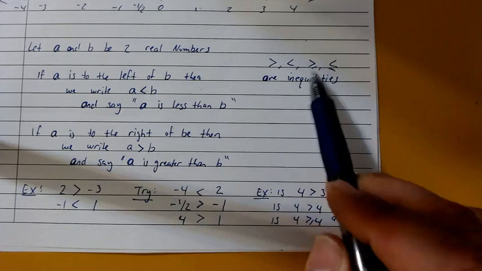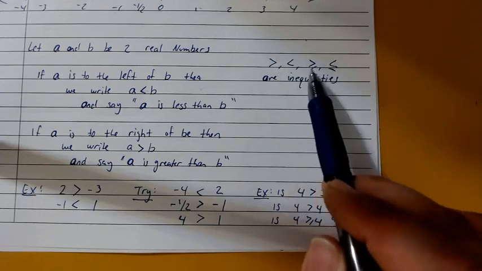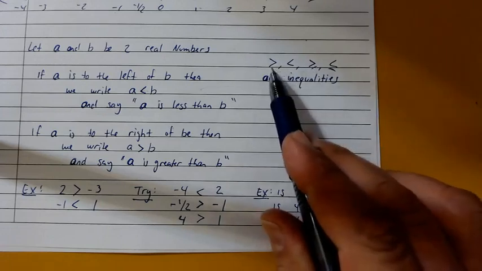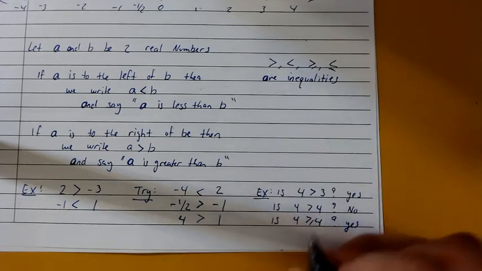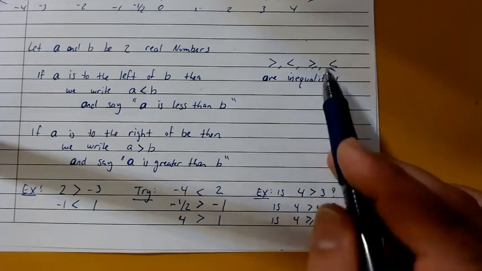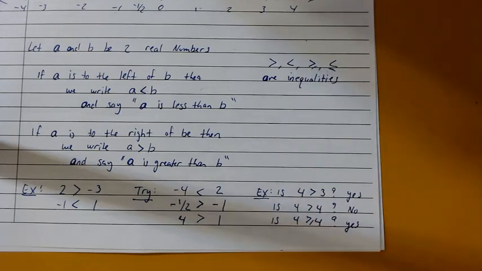So here, greater than and greater than or equal to, the only difference is this one allows the exact number, whereas this one does not. Here, 4 is not greater than 4, but it is greater than or equal to 4. Likewise, less than and less than or equal to have the same relationship.